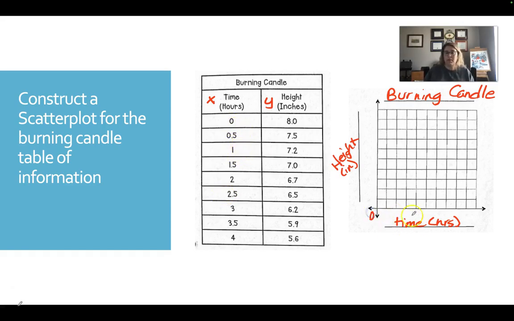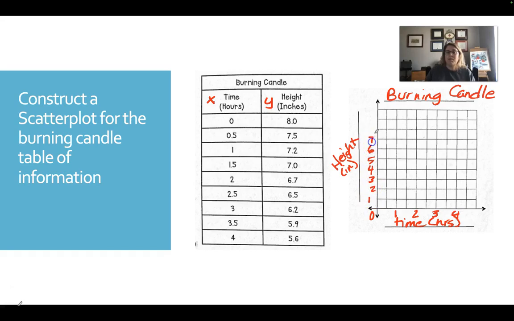So this is going to be my 0. Now if I went half hour, 1, 1.5, 2, 2.5, 3, 3.5, 4, I can actually fit all of that on there. Sometimes we can, but rather than having to write each number, I'm just going to write the 1, 2, 3, and 4, and understand that if it's in the middle of these two, that's where my half hour is. Then I'm going to look at my candle information. If you look, the highest it goes to is 8. Well, that's 1, 2, 3, 4, 5, 6, 7, 8. I've got more than enough space. So I'm going to go ahead and count up by ones.